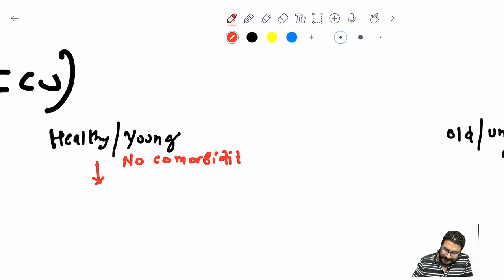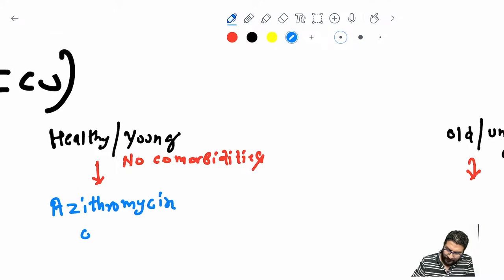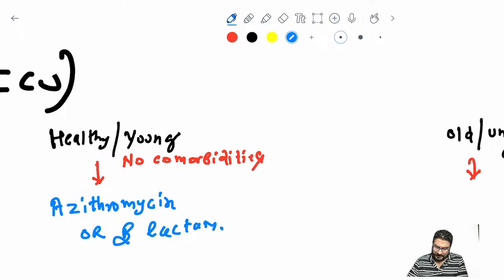Here you can see comorbidities are there. Now look at this. If it is a healthy patient, what do we give? We give azithromycin or we can choose any beta lactams. What will you do if it is unhealthy, comorbidities are there? Then you will add both, means azithro plus beta lactams. Simple. So the difference is either or, right?